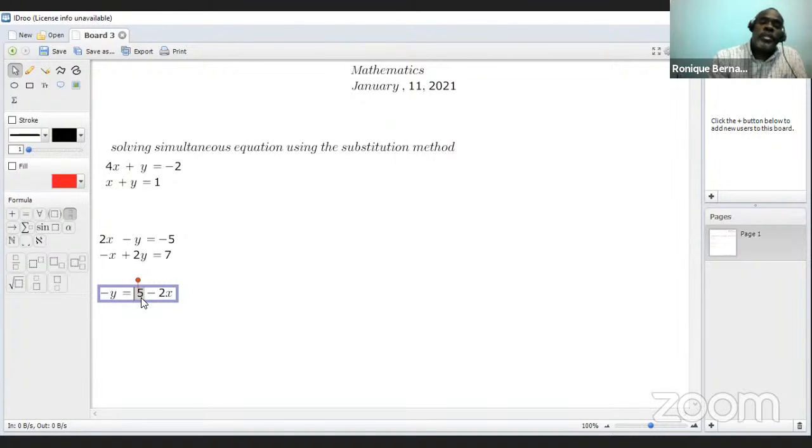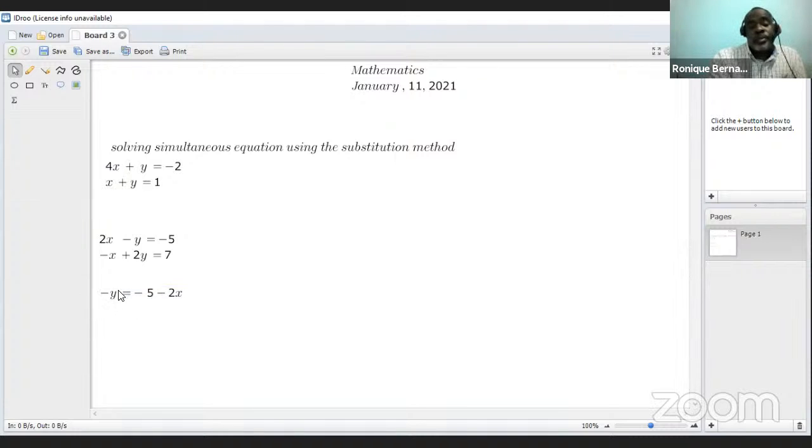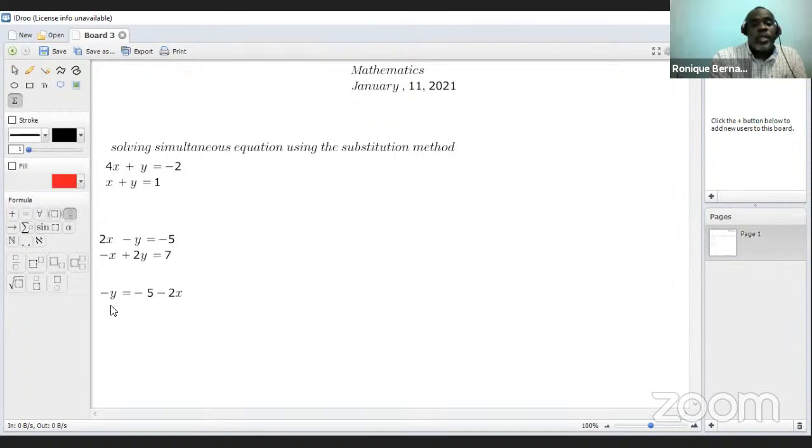All right, let me put that step. Minus 5 right there, right? You will divide both sides by negative 1. So you're going to end up with y equal to positive 5 and positive 2x. Yes, sir. Okay. What's the next step now?